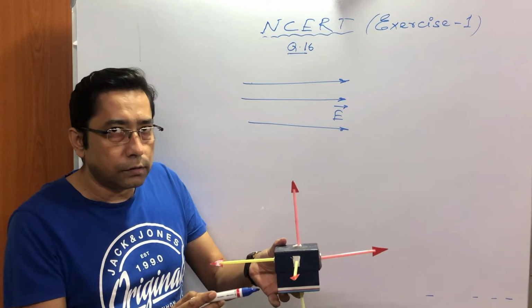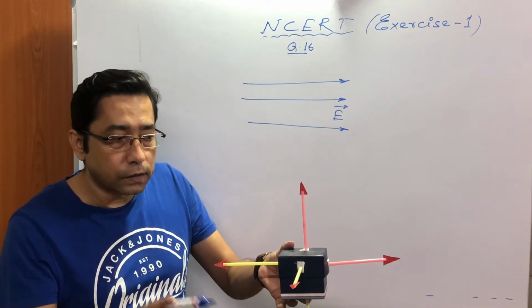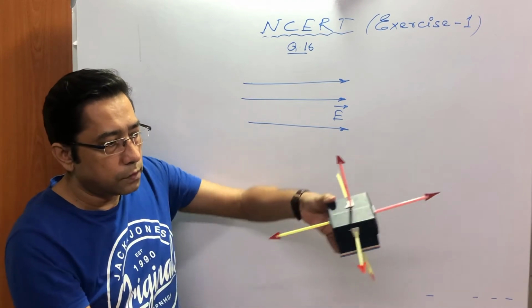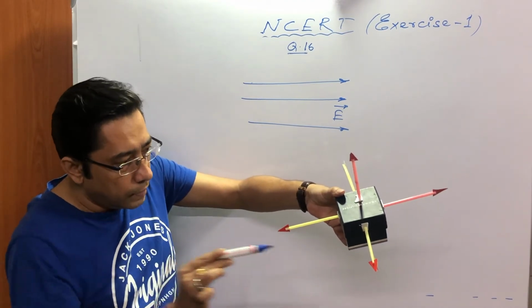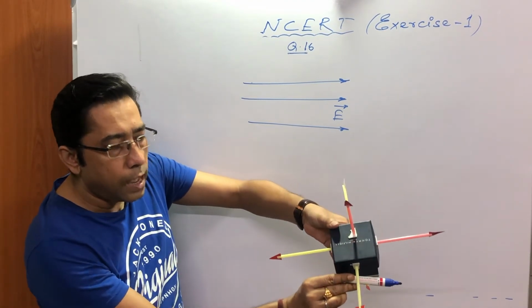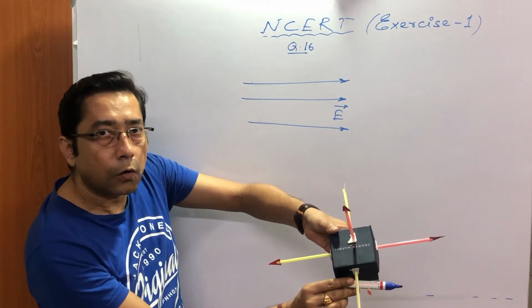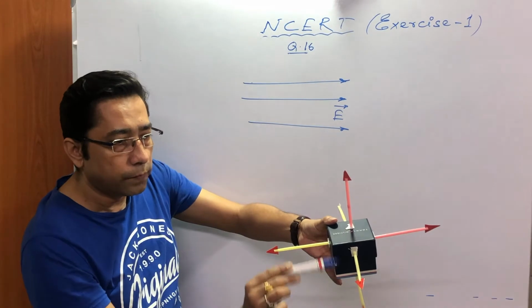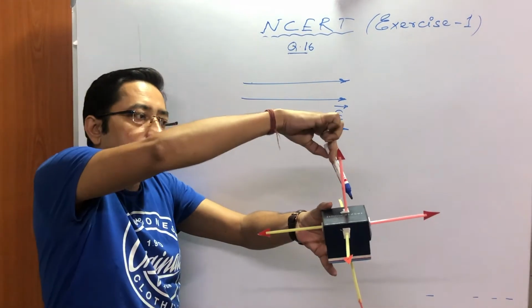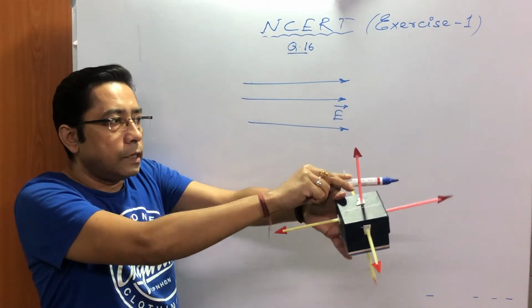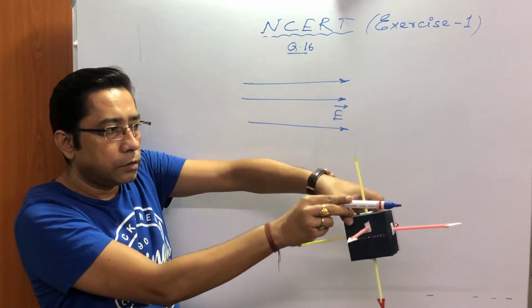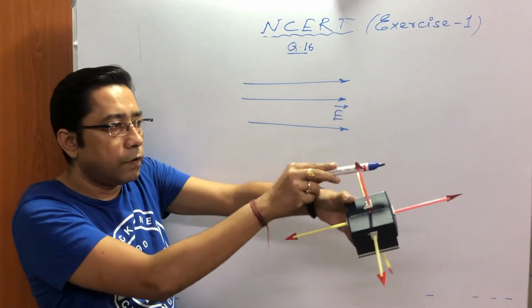Also consider the other 4 surfaces. Surface number 1, this one. For this surface, electric field and area vector are perpendicular, cos 90 is 0. No flux passes through this surface. For the back surface, the same thing happens. Electric field and direction of area vector are at 90 degrees, flux 0.